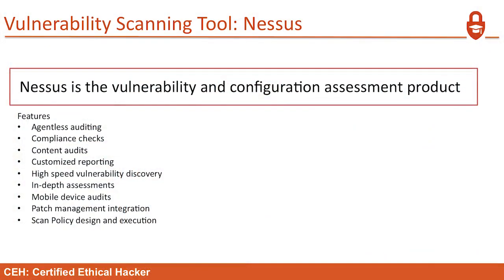Vulnerability scanning tools like Nessus. Nessus is pretty pricey, but it's pretty good. It finds a lot of stuff. Nessus is a vulnerability and configuration assessment product. It's not the only one. It provides agentless auditing, compliance checks, content audits, customized reporting, high-speed vulnerability discovery. It's also a cloud tool. And in-depth assessments, mobile device audits, patch management integration, and scan policy design and execution.